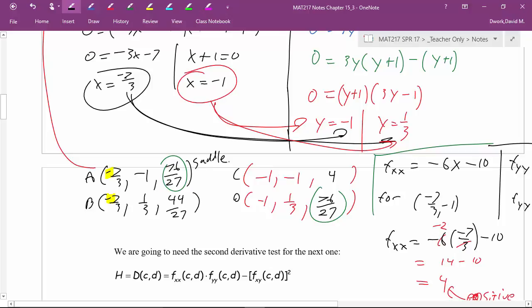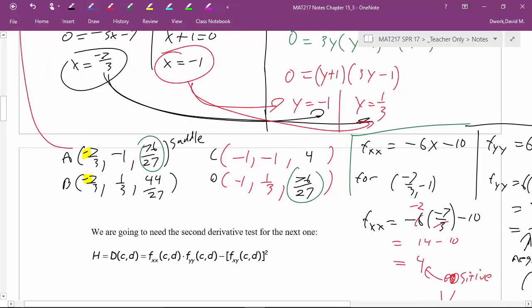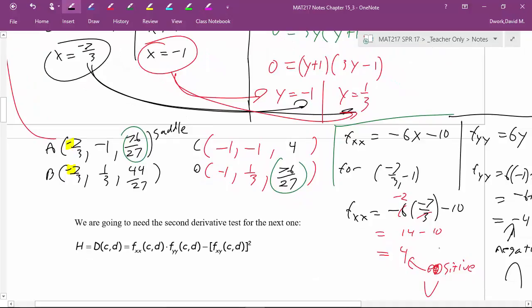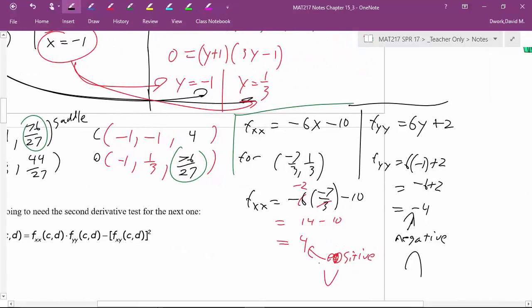Let's do it again for B. All right, now the good news. I've already done it for the negative 7/3, and since my second derivative with respect to x doesn't have any y's in it, this isn't changing. It's still 4. So now all I have to worry about is, I'm going to make this 1/3. This second derivative, I still substitute the negative 7/3. That didn't change, but this is going to change, so we're going to redo this.